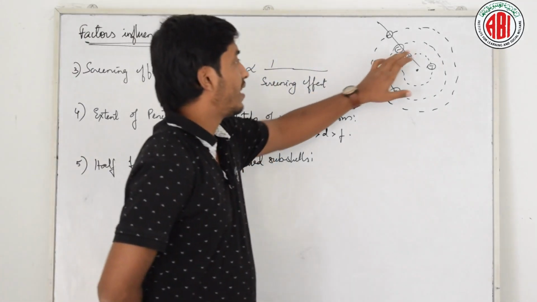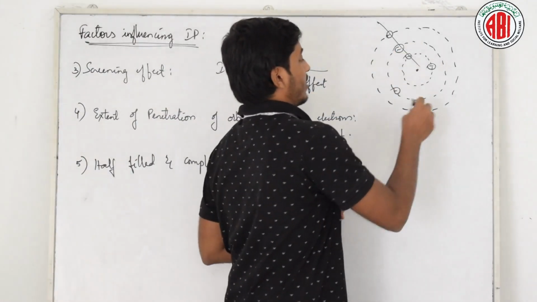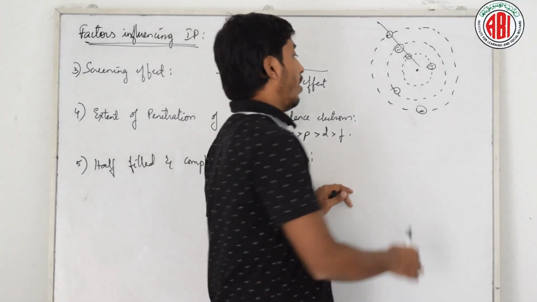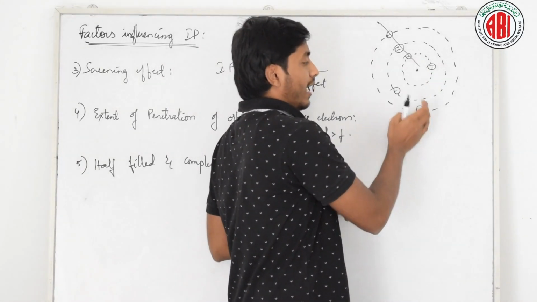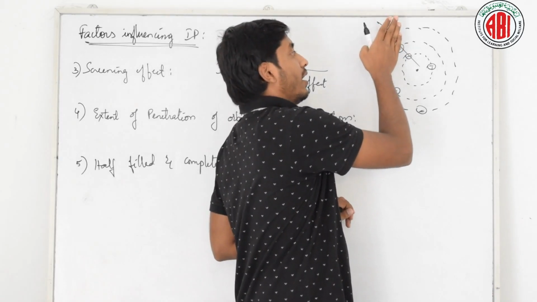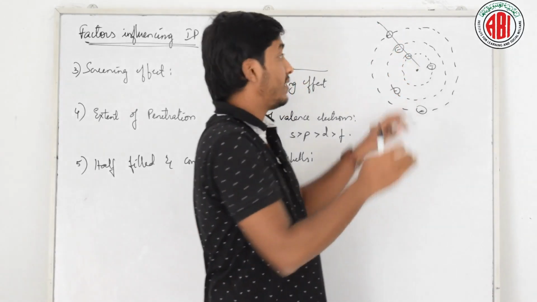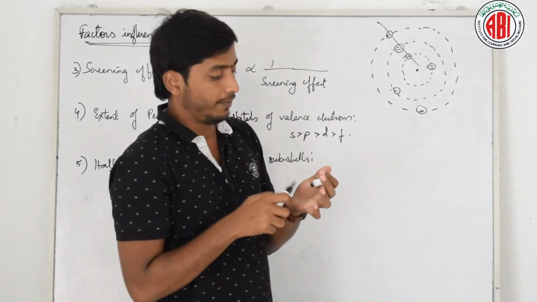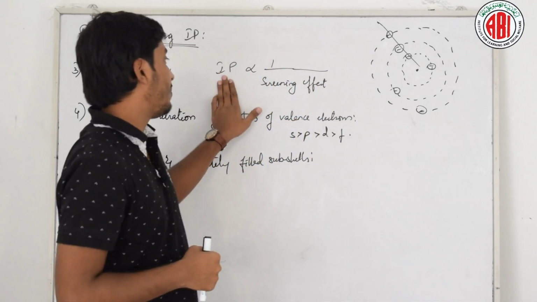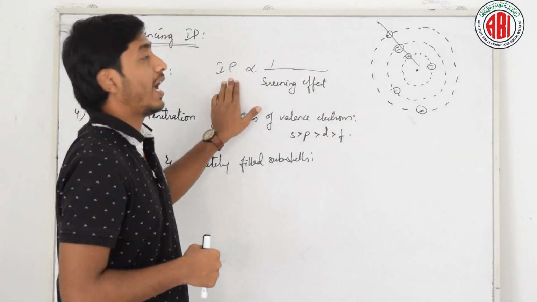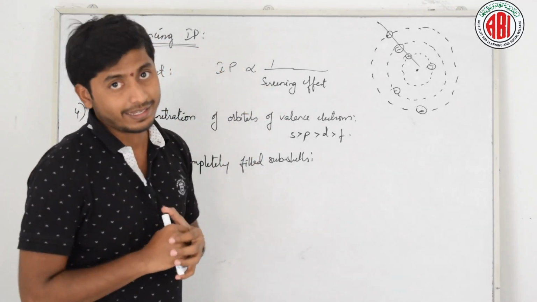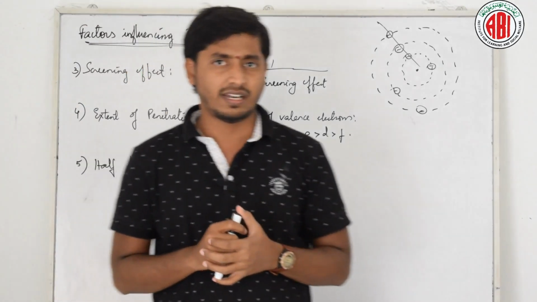Is it clear? If there is no screening effect, let us assume 3 electrons are in different places, 1, 2 and 3, then there is no screening, and the normal IP will continue. If not, if the electrons are in a straight line, or this electron is being hidden by the other 2 electrons, then these electrons are acting like a shield. That is what I can relate here. As screening effect decreases, IP increases. As screening effect increases, obviously IP decreases. Clear? Did you understand? Fine.